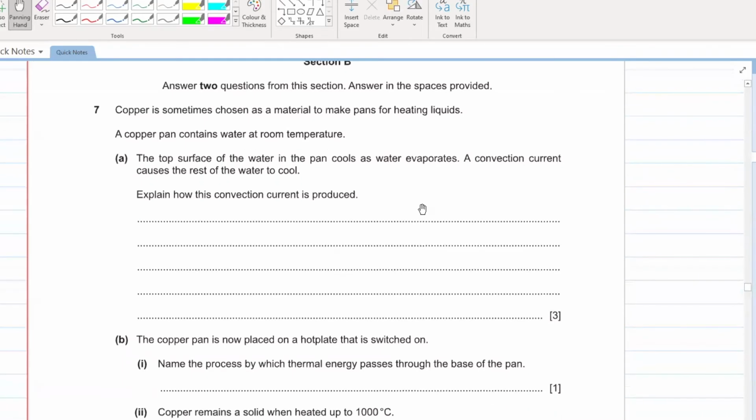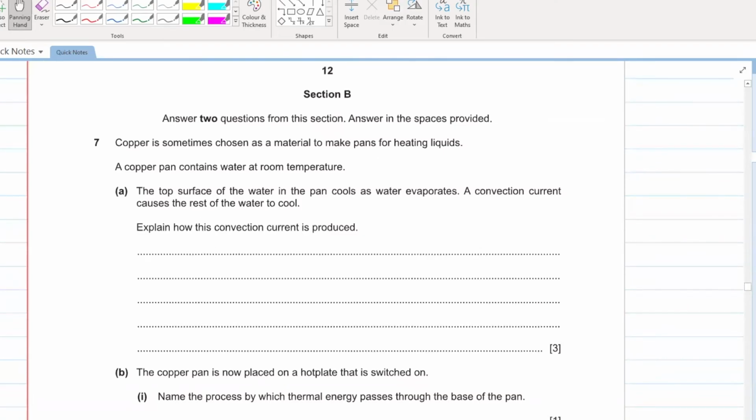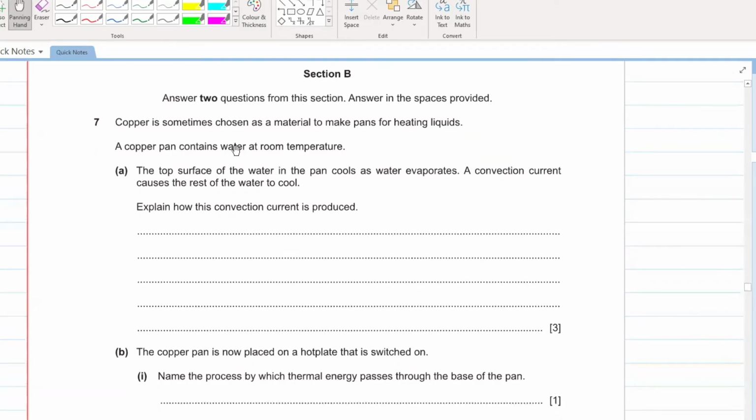Copper is sometimes chosen as a material to make pans for heating. Now you will see section B here. Section B does not come anymore. The paper format has changed, so just look at the questions. You don't need to be concerned about section B or section C. So what do we have here? Copper is sometimes chosen as a material to make pans for heating liquids.